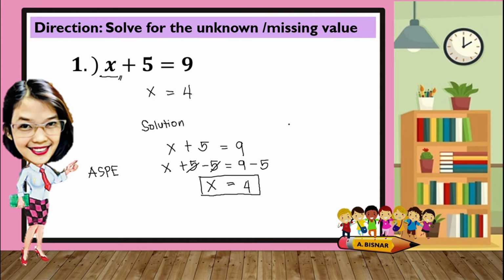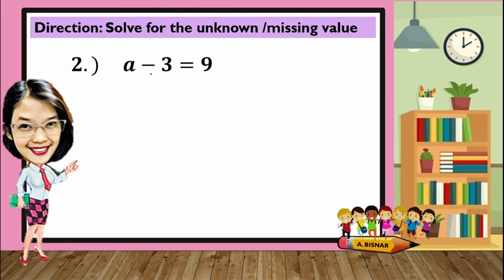Now how will you know if your answer is correct? Well, you can do the checking. In checking, you have to substitute the value that you get into the given equation. Since you get 4 as the value of x, you have to substitute it into the equation. So the equation is x plus 5 is equal to 9. The value that you get is 4, so you have to replace or substitute 4. So we have here 4 plus 5 is equal to 9. 4 plus 5 is 9, and 9 is equivalent to 9. And therefore, your answer is correct.